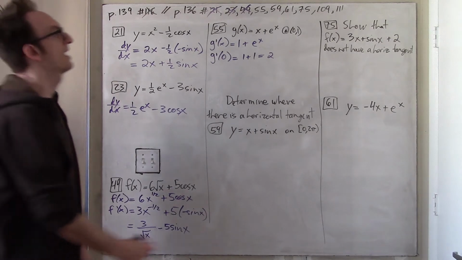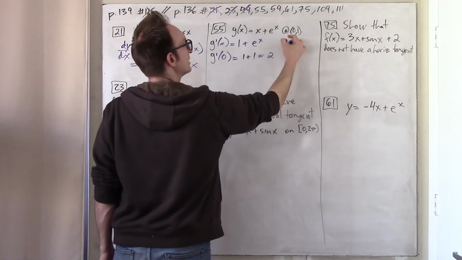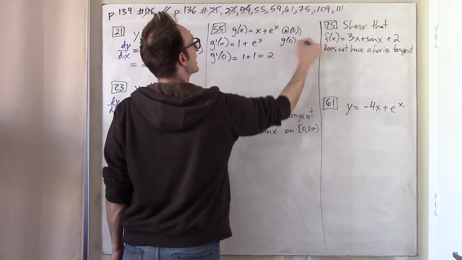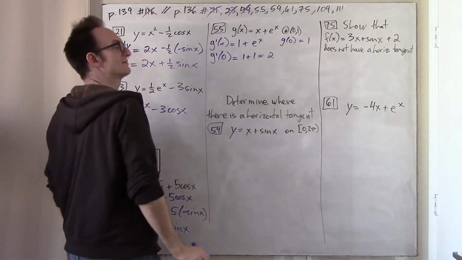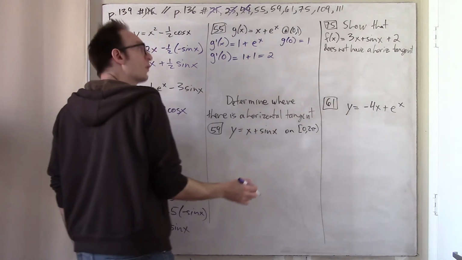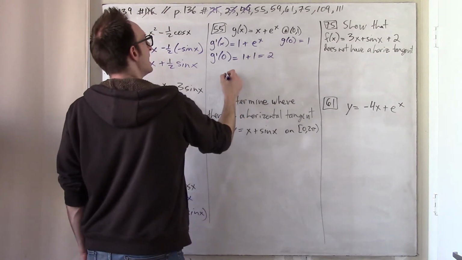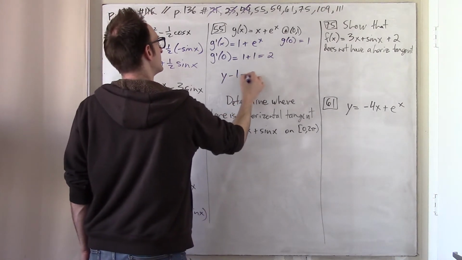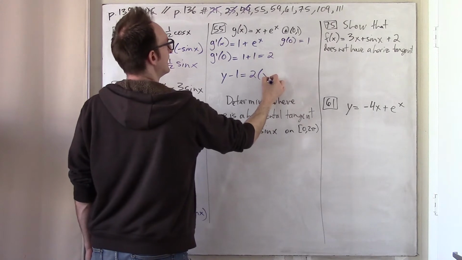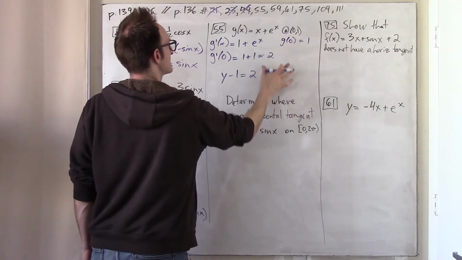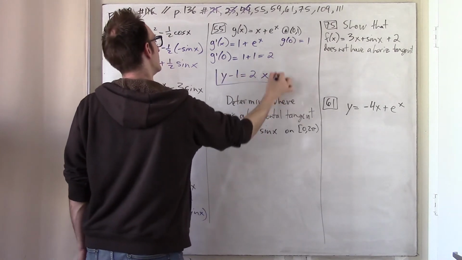2 there, and they already told me that when I plug in 0, I get 1. Okay, that's just true, I've just double checked that. Therefore the equation of the tangent line to this curve at (0, 1) is y minus 1 equals 2x, because I was going to say 2x minus 0, but there it is.